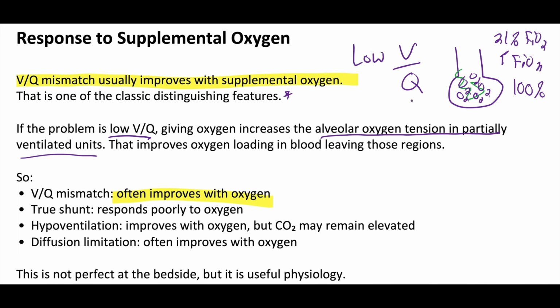True shunt would not improve, right? Because in true shunt, we said there is no ventilation. This is totally full of pus, so no air is getting in at all. So you can make this 2 oxygen in the bronchial, you can make it 10, you can make it 20, 1 million oxygen in the bronchial, but nothing's getting into the alveoli. So there's no oxygen going into the capillaries around that alveoli. Okay, so true shunt responds poorly to oxygen.